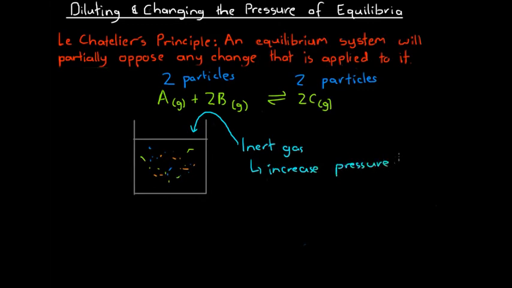I've accidentally changed this back to a 2. This should read a 3 here. So we've pumped inert gas into the container, and that has caused an increase in pressure.